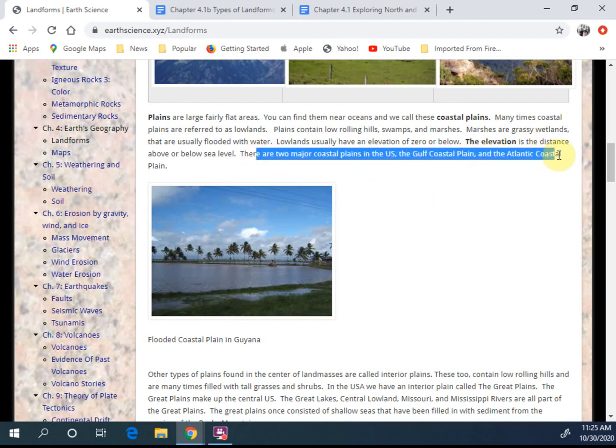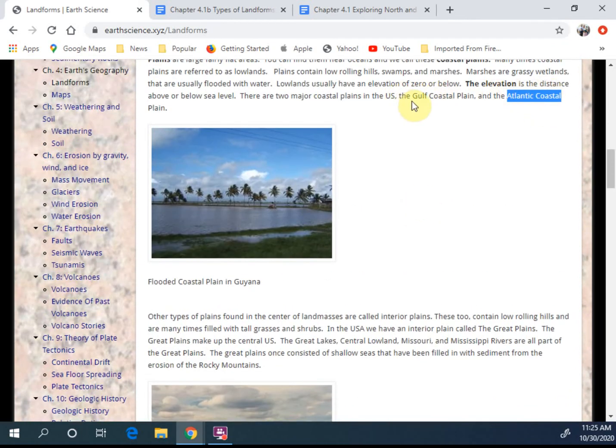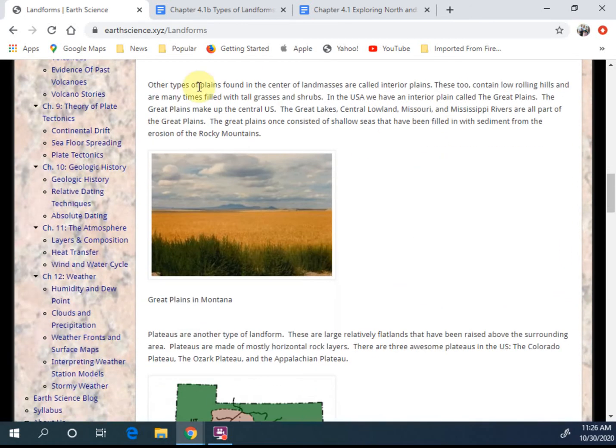There are two major coastal plains in the United States. There's the Gulf Coast and the Atlantic coastal plains. You'll have to find these on your map if you haven't already. You'll understand this now. For example, the Florida Everglades would be part of this piece here. Other types of plains found in the center of land masses are called interior plains. These also contain low rolling hills and are many times filled with tall grasses and shrubs. It may not be flooded, but it is still filled with tall grasses and shrubs.